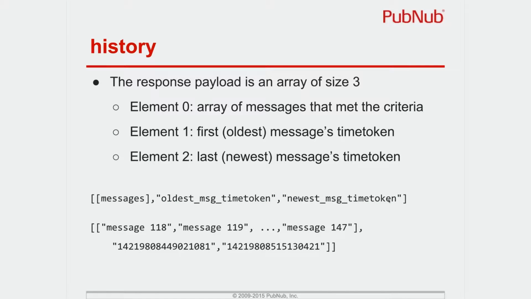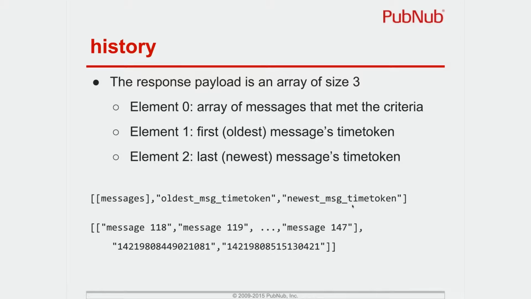The payload for history is typically an array. The SDK does a good job at packaging all of this up for you. It gives you 3 elements: a list of the messages that were retrieved from history, the oldest message time token, and the newest time token.